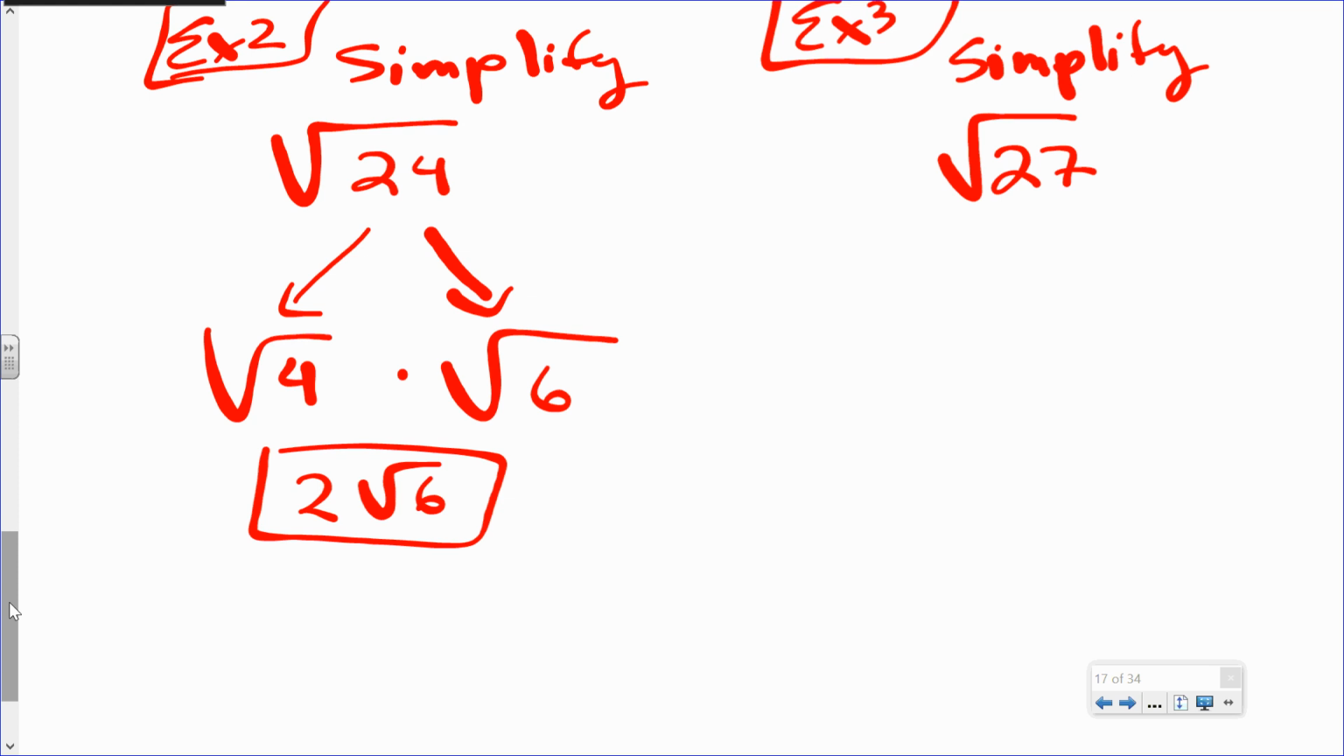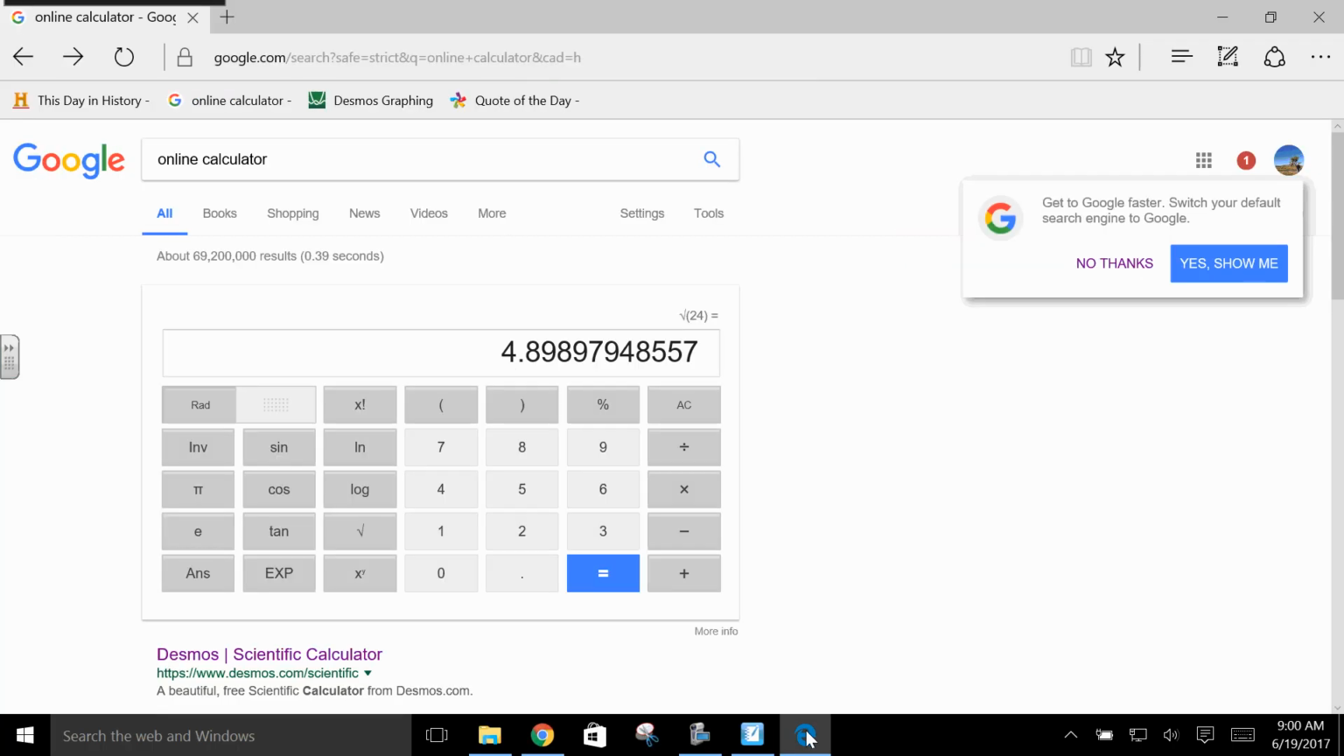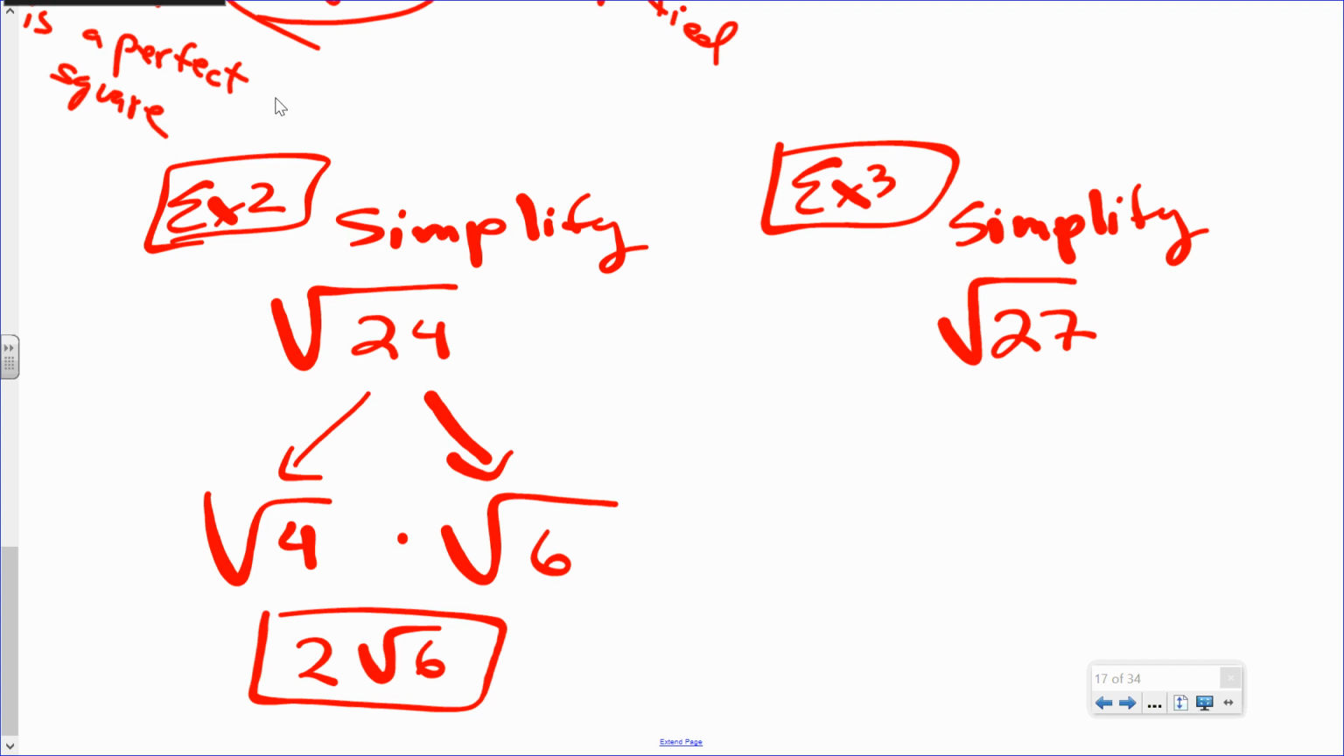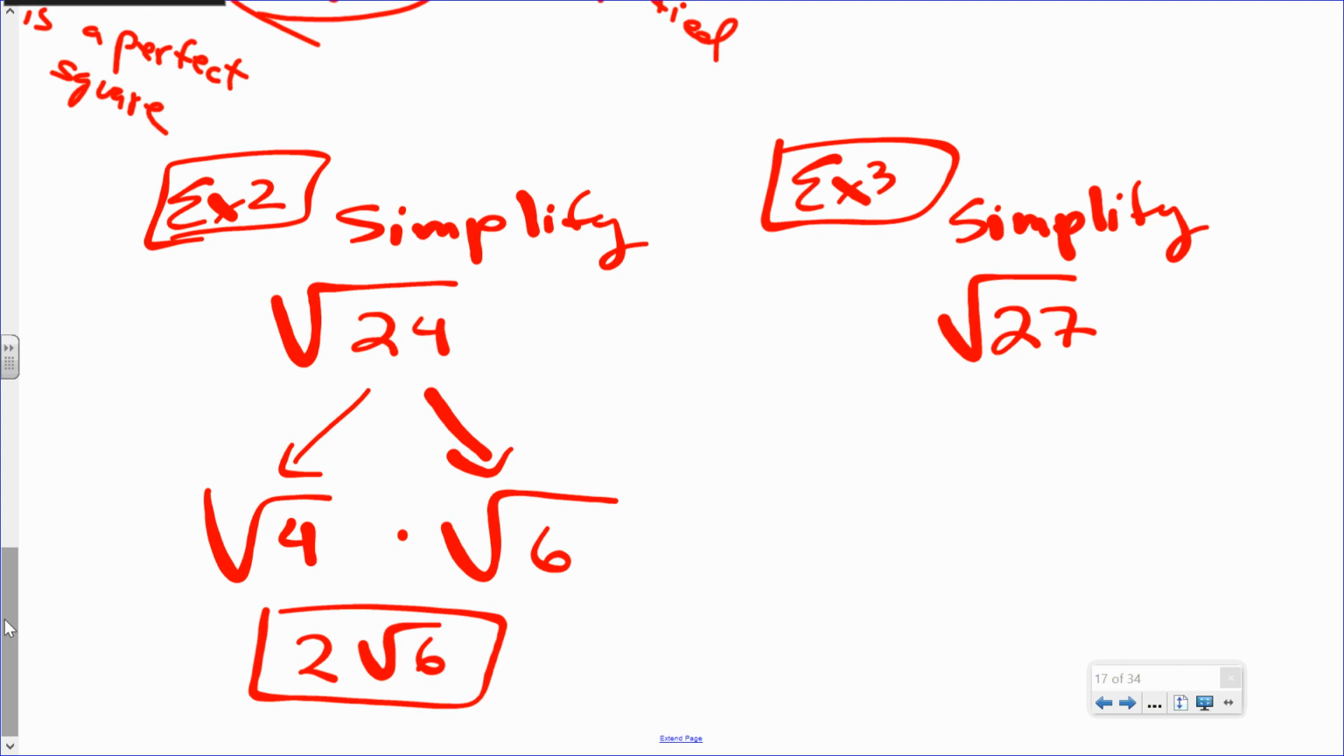Is rad 27 irrational? No, it's not. Let's see, let me double check on my calculator. Square root of 27? Yeah, it's irrational. It keeps going. So let's simplify it then. We're not going to approximate this time. We're just going to simplify it and leave it as an exact answer.